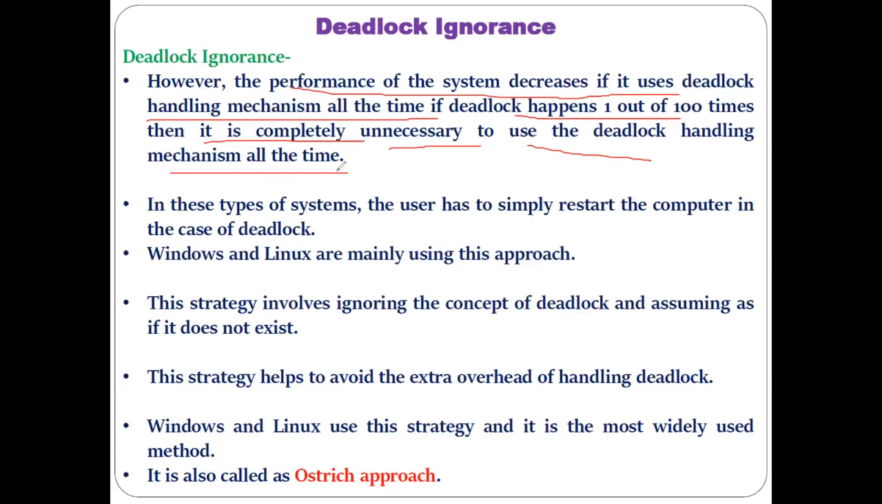But in the world, computer systems normally get utilized by normal users, 90% of them, who are doing normal work on the computer, like browsing different sites, doing calculations, etc. So for this kind of work, there is no need to apply the deadlock handling mechanisms. Which mechanisms? Deadlock prevention, deadlock avoidance, deadlock detection, and recovery.